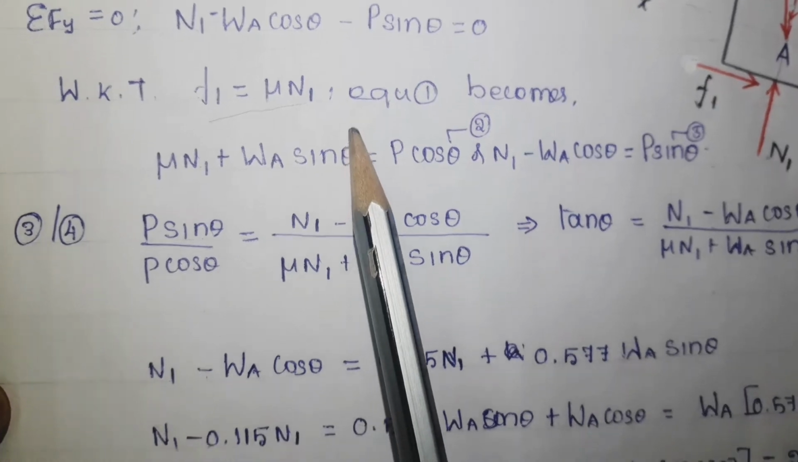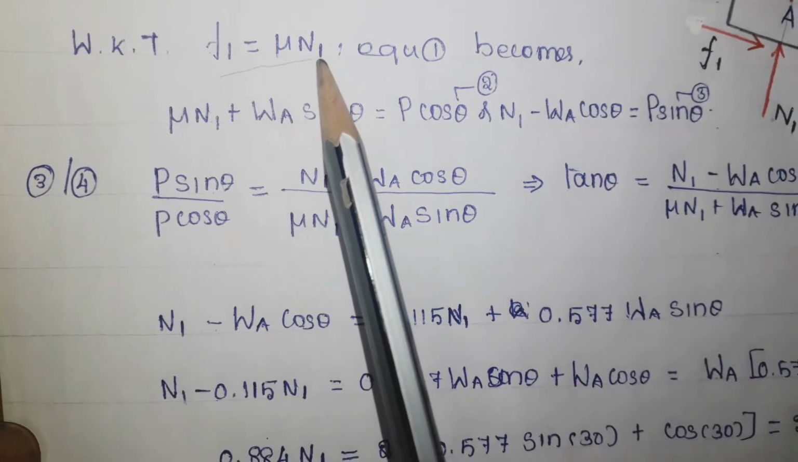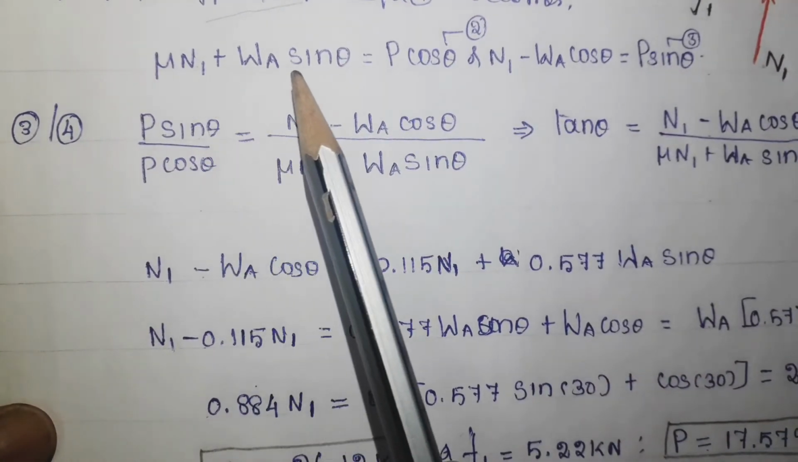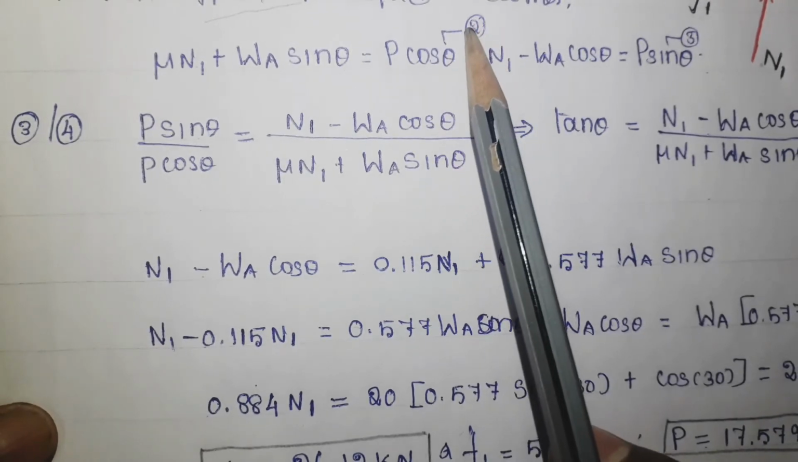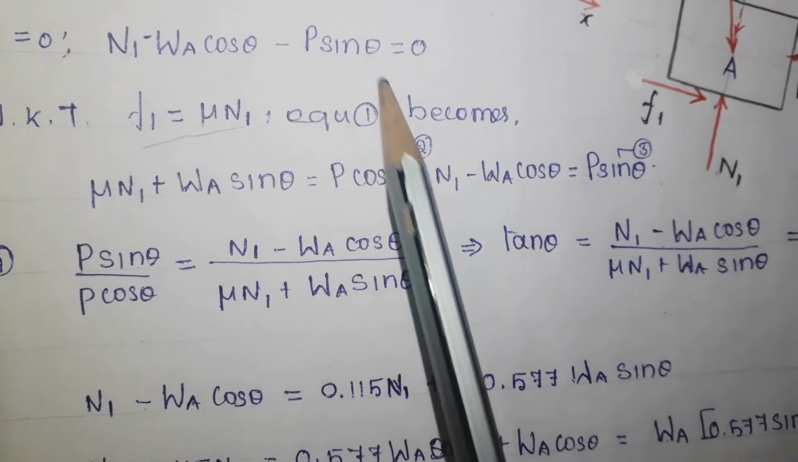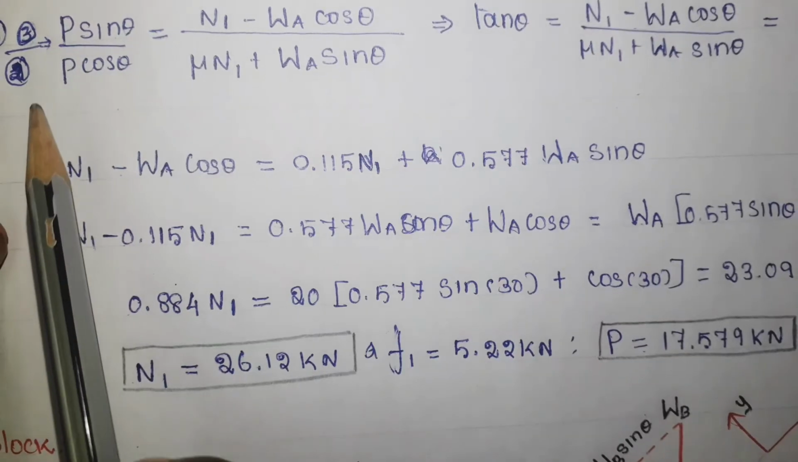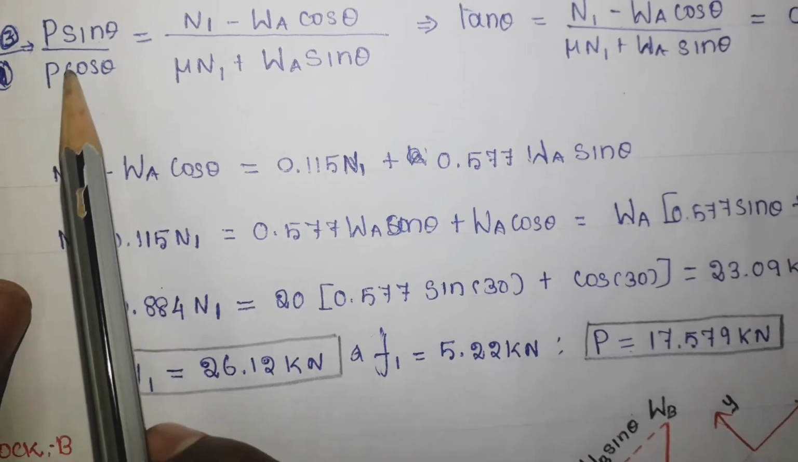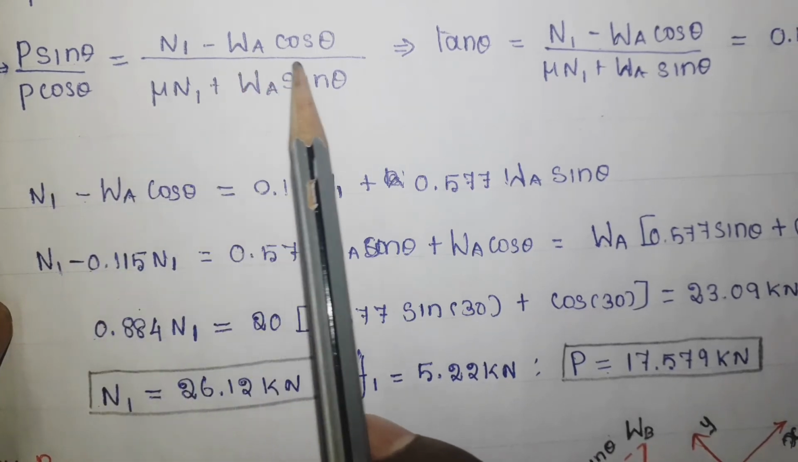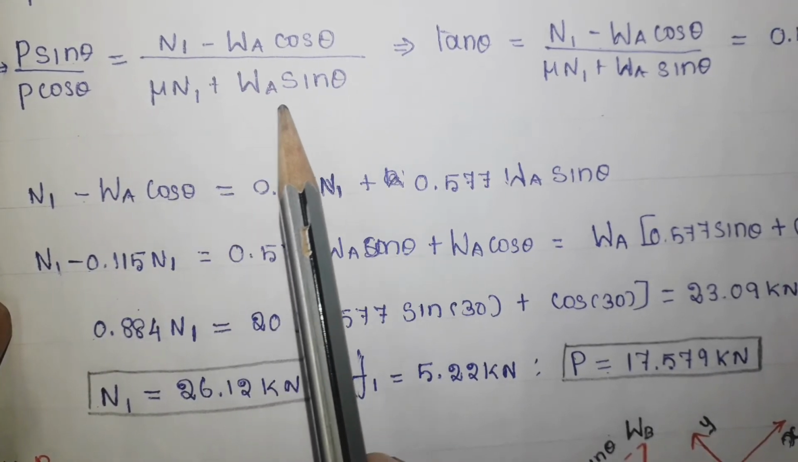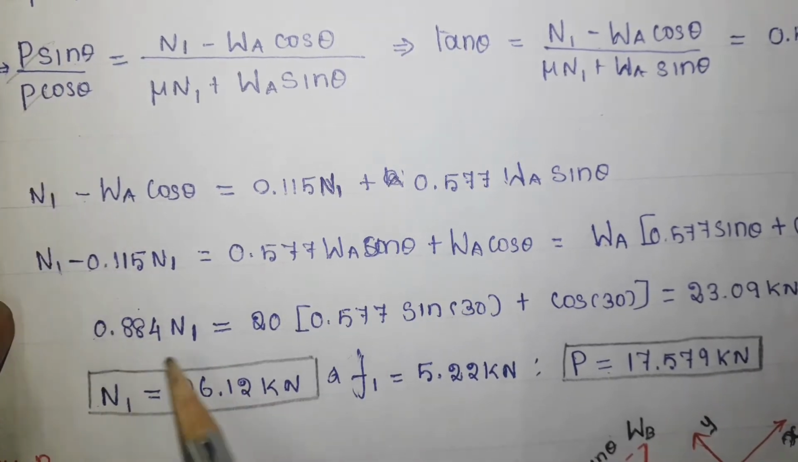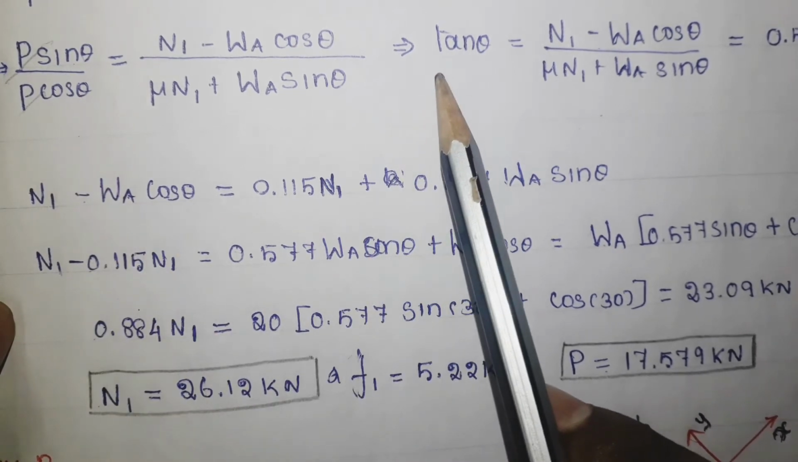Now we know that the friction can be written as F equal to mu into N. So the first equation will become mu N1 plus WA sin theta equals P cos theta. Let me take this one as equation number 2. Now this equation can be taken as equation number 3. Now divide equation 3 by 2, and you'll get P sin theta divided by P cos theta equal to N1 minus WA cos theta divided by mu N1 plus WA sin theta. Now you can cancel the P in both the terms. So this becomes sin theta over cos theta, which is equal to tan theta.